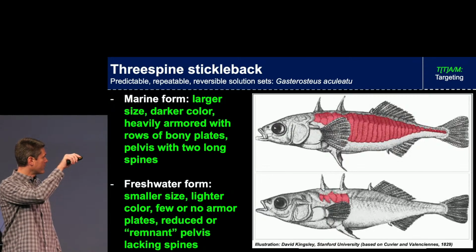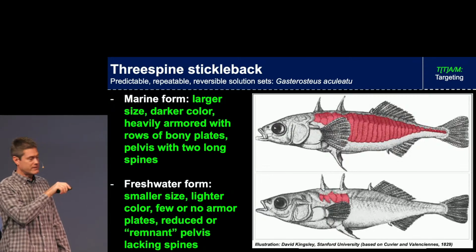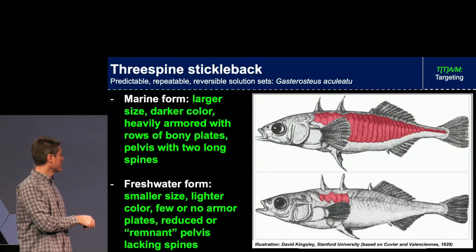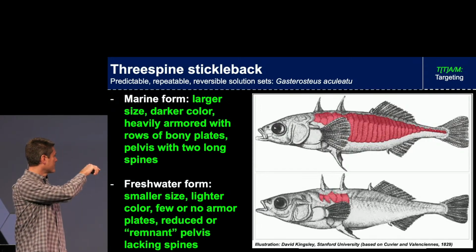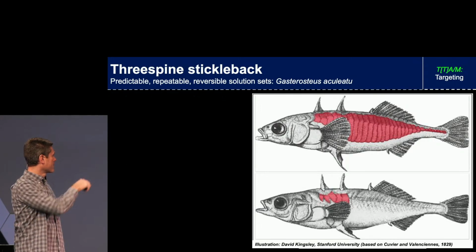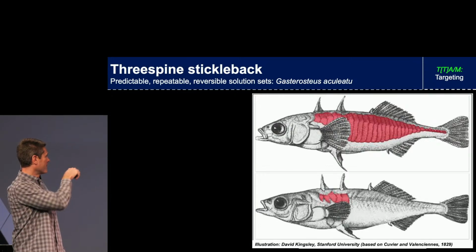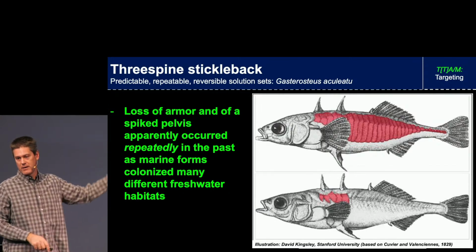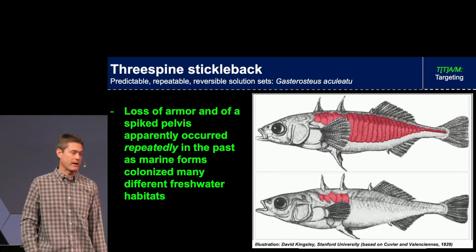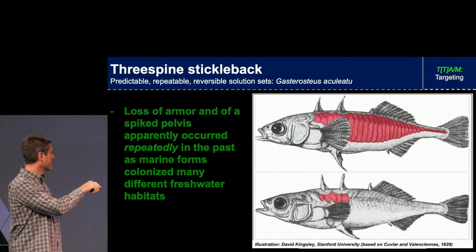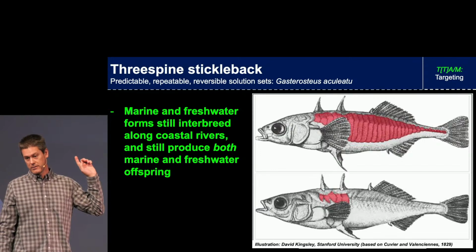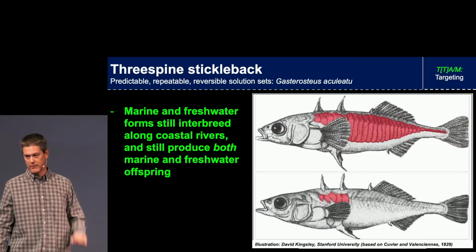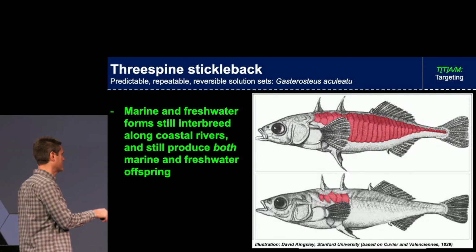You got the marine up top, the red are all colored for emphasis, are all the armor plates, and here's the freshwater version down there with very few armor plates on it. What's interesting about this is that the loss of the armor plate and the spike feathers has happened multiple times as the marine forms colonized freshwater habitat over and over again. And in addition to that, the marine and freshwater variants still interbreed on coastal rivers, and they still produce both marine and freshwater offspring. It's repeatable and reversible.